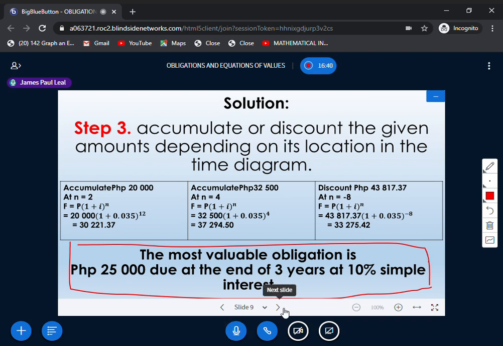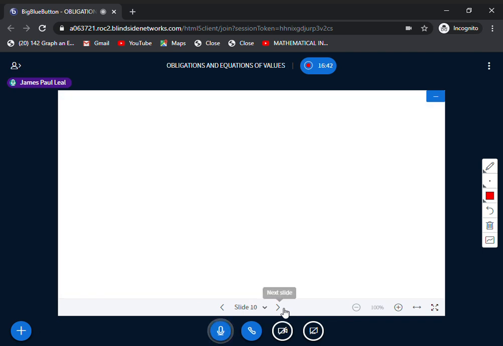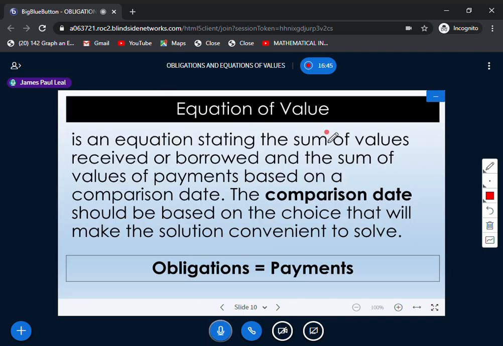So now, allow me to proceed to the next topic, which is all about the equation of value. So, what is the equation of value? We are now formulating an equation involving obligations as well. When we say equation of value, it's an equation stating the sum of values received or borrowed and the sum of the values of payment based on a comparison date. So there will be involvement of the sum of the values that you received or borrowed, and the comparison date you have. So that is the equation of value. Are we clear on that?